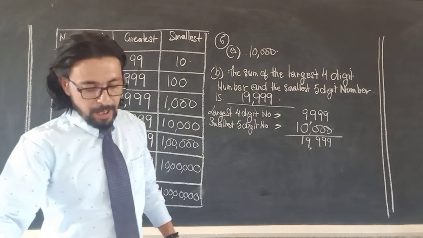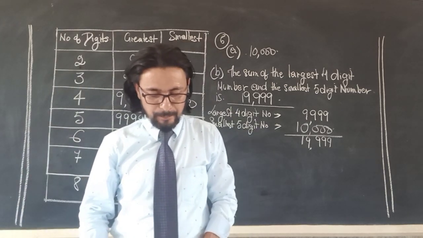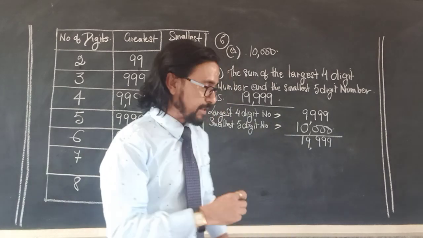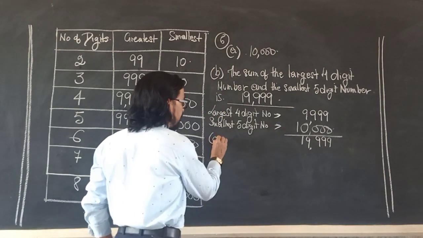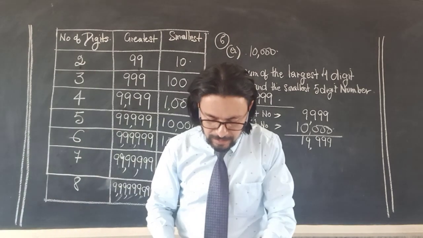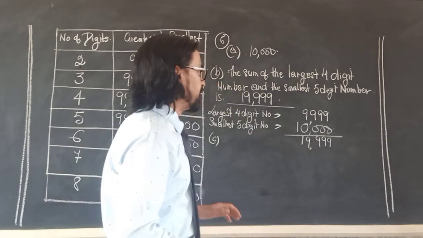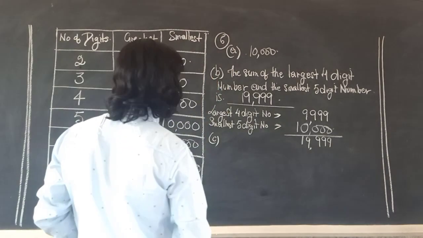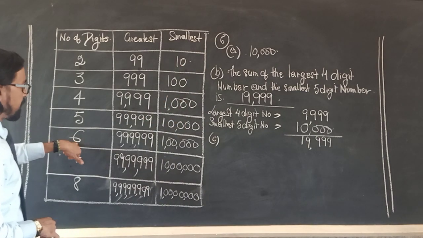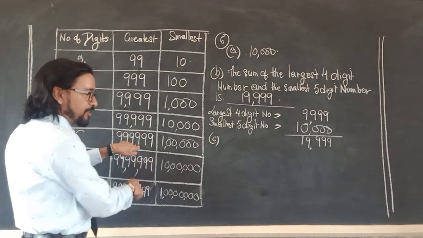Come to part C. Part C says, in the greatest 6-digit number, the digit at the hundredths place is. Here I am just writing the answer, you will write the statement by yourself. In the greatest 6-digit number, which number is at the hundredths place?